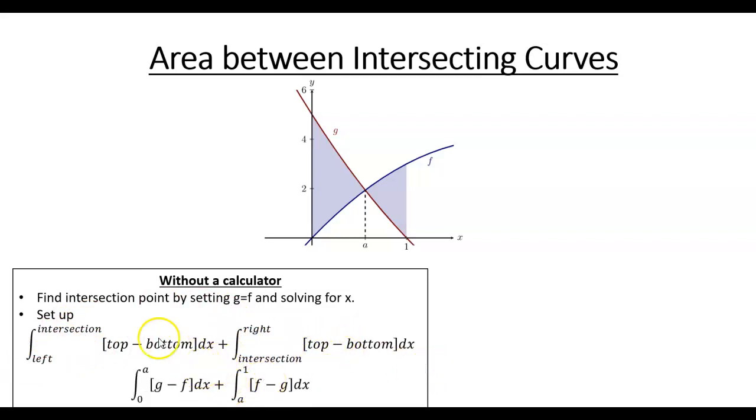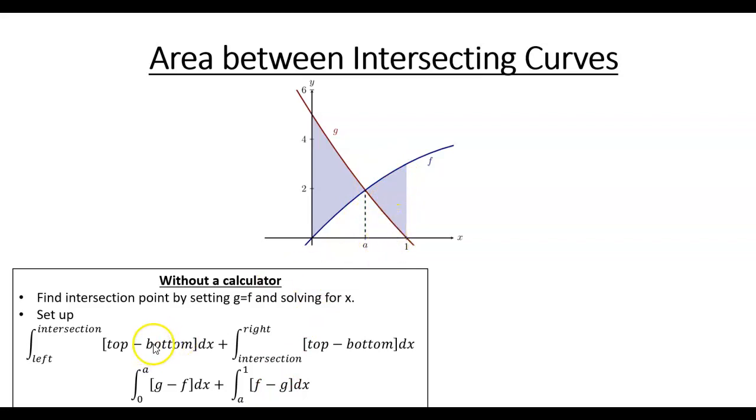Now what you'll notice is that on this one, it goes from 0 to a, so from 0 to a is the first area, and then from a to 1 is the second area, okay? You'll also notice that in the first integral, it's g minus f, and that's because the g is on top and the f function's on the bottom. But for the next integral, you'll notice that it's f on top and g on the bottom, because that's how they are set up.